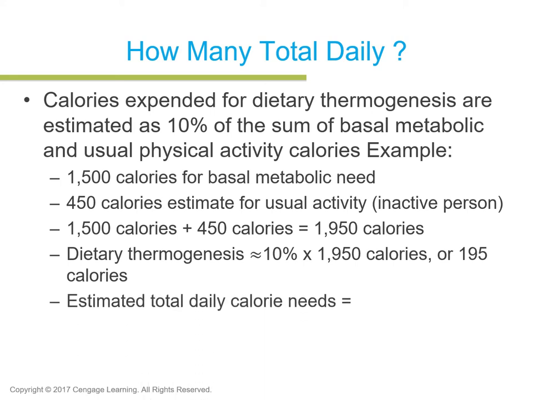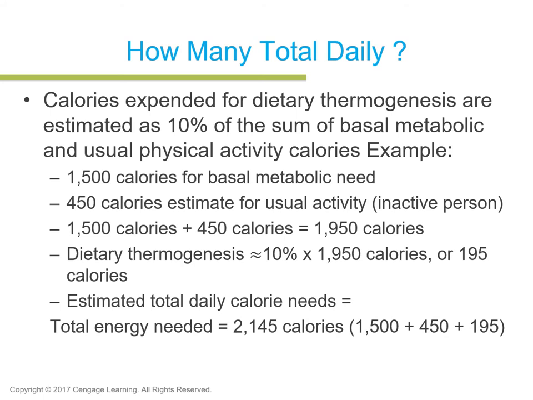Estimated total daily calorie needs, therefore, would be 2,145 calories. So you would take 1,500 calories for basal metabolic needs, plus the 450 calories that are needed for physical activity, plus the 195 calories that are needed for dietary thermogenesis. So this is an estimate. Again, you can get this done in the clinical facility, but it'll be very costly and rigorous.